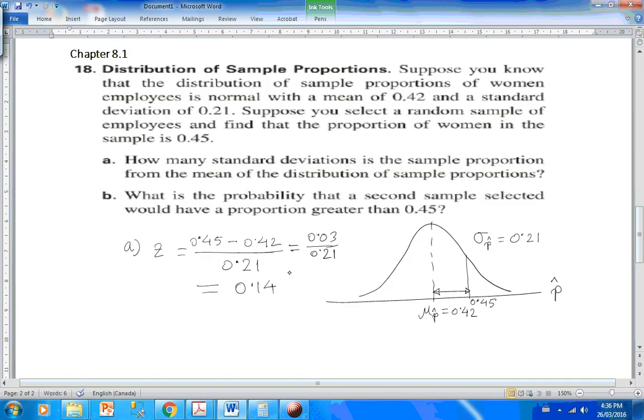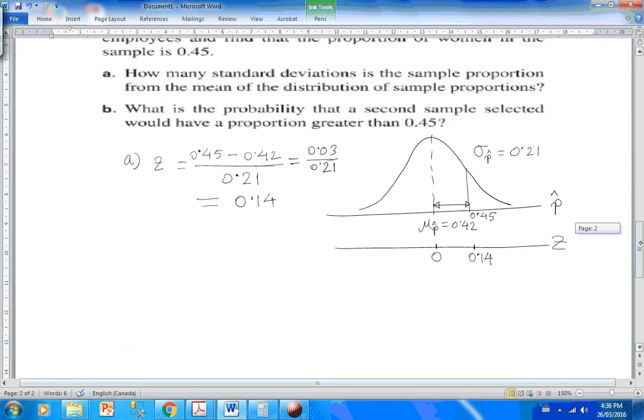So 0.45 is 0.14 standard deviations away from the mean 0.42. In terms of z-scale, we could say that the corresponding z-value of 0.45 is 0.14. And of course, the z-value for the mean is always 0 because the mean is exactly 0 units away from the mean. Let's see what part B is asking us.